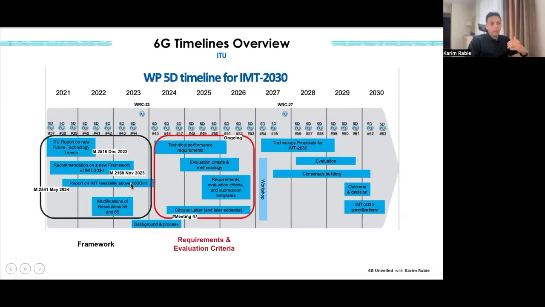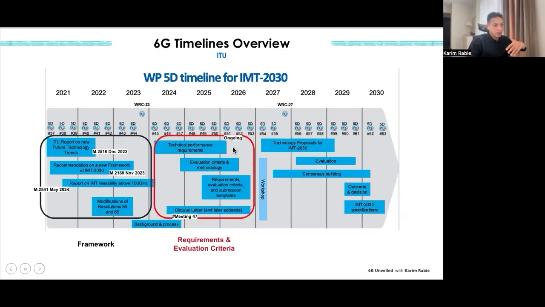For example, in 4G, one of the documents, which was M.2410, said that for 4G, the minimum requirement for the peak data rate is 20 gigabit per second in downlink and 10 gigabit per second in uplink. So these are the guidelines of 4G. If you succeed in achieving that rate, then you are 4G. If not, then you are not 4G yet. So this is the logic.